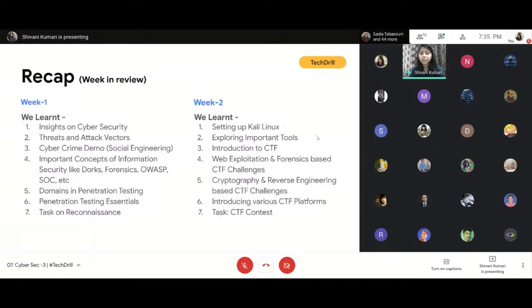Sorry, what is integrity? Integrity is that only authorized personnel can modify the data. Like, if you are the user, then you don't have access to modify the data of other users. You know?